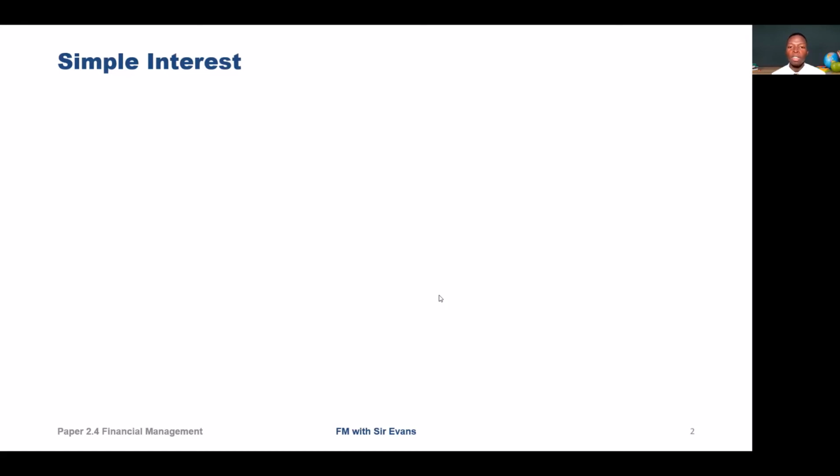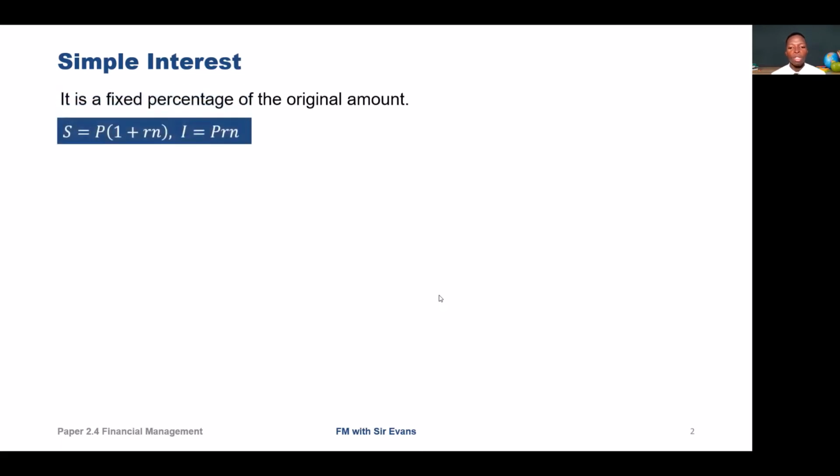One form of such interest is simple interest. This is where the annual interest is a fixed percentage of the original amount borrowed or invested. To find our simple interest, S = P(1 + Rn), where S stands for the amount to be paid or received at the period end, I is the interest charge, P is the principal, R is the period interest rate, and N is the number of outstanding periods. I, which is the interest for the whole period, is also equal to PRN.